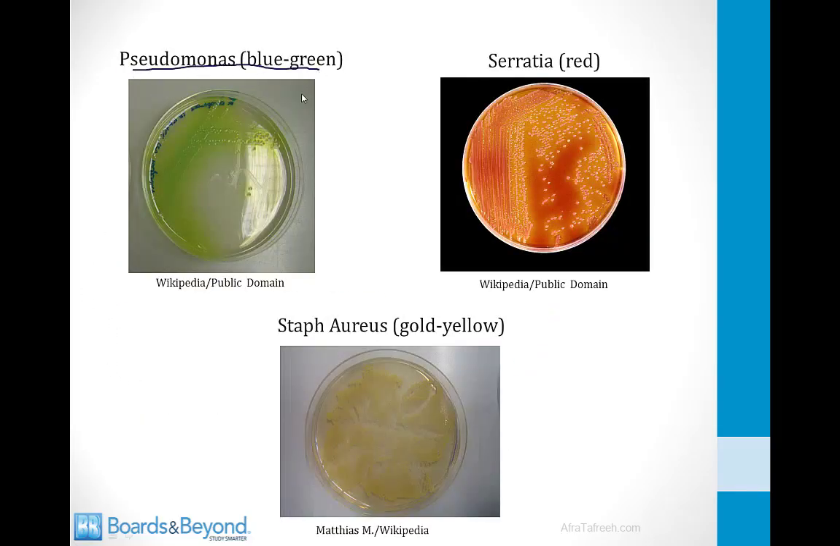So here's Pseudomonas growing, and you can see it's got this bluish-green sort of pigment on the slide. This is some Serratia growing on a plate here, and it's got all this red pigment in the middle of it. And then finally down at the bottom, here's some Staph aureus with that golden sort of yellow color as it grows. And that concludes our module on shapes and stains.